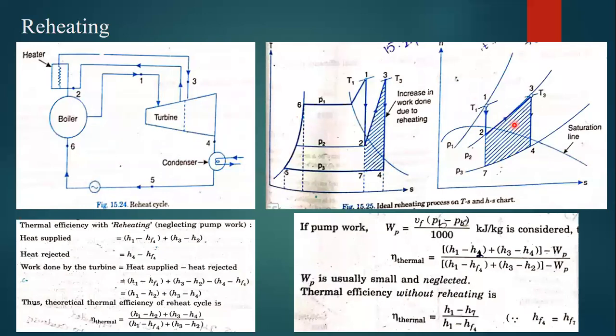Now, for this reheating cycle we are going to draw the TS and HS charts. This is the TS chart and this is the HS chart. In the TS chart, what has to be shown clearly is temperature on the y-axis and entropy on the s-axis. That means the changes in temperature and entropy are shown clearly.